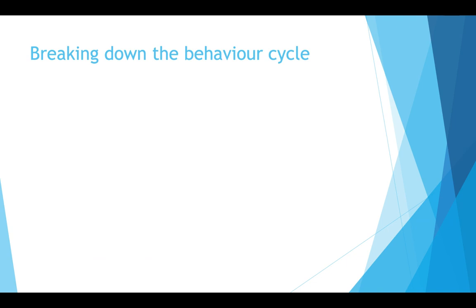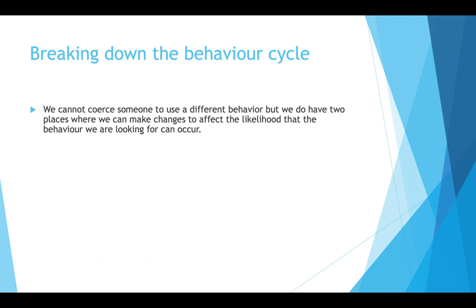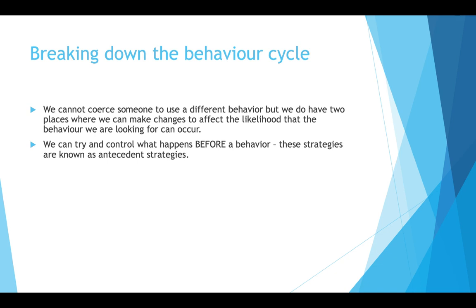So if we look at that behaviour cycle then, we cannot coerce someone to use a different behaviour. So say we want a child to use a different behaviour. What can we do? Because we can't get inside of them and make them do something different. So we have two places where we can make changes to affect the likelihood that the behaviour we're looking for can occur. So we can try and control what happens before a behaviour. And those strategies are known as antecedent strategies.